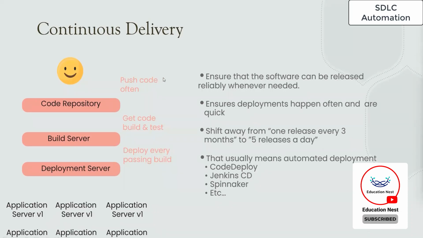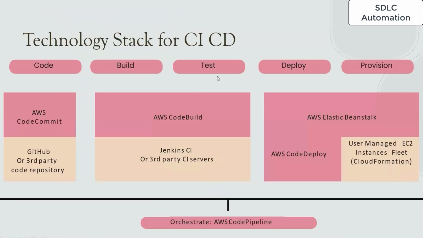Now, coming to the overall technology stack in this CI/CD, this is how the technology stack for CI/CD in AWS would look. For the code repository, we have a service called AWS CodeCommit. This is a private repository, very similar to what you have experienced in GitHub. Here you have complete control. GitHub is, in a general sense, a public repository, whereas AWS CodeCommit is a private repository.